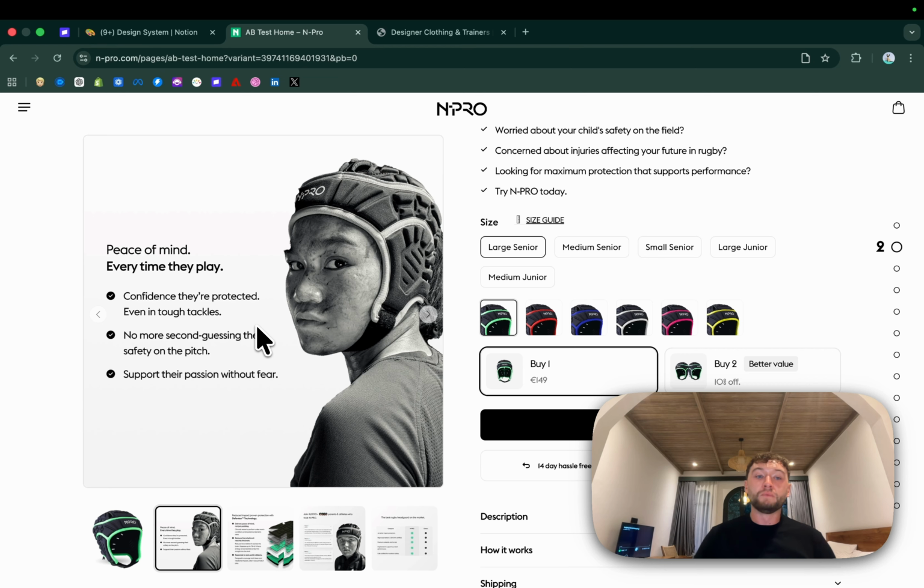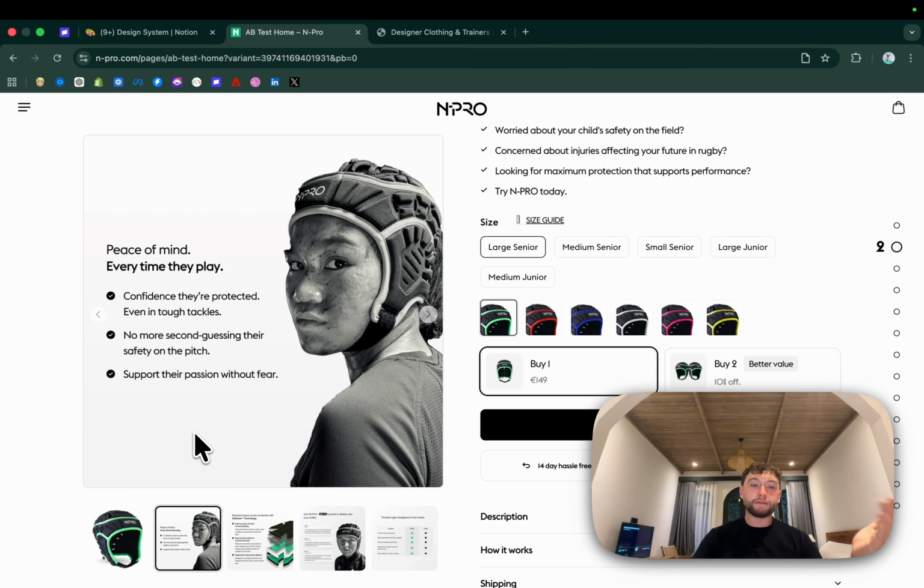So this is exactly what people said they cared about. So peace of mind every time they play. And you'll notice nothing about the product. It doesn't say anything about the features, nothing like that. Confidence, they're protected even in tough tackles. No more second guessing. Their safety, support their passion without fear. Again, we didn't come up with this ourselves. It's based on research, all of it.